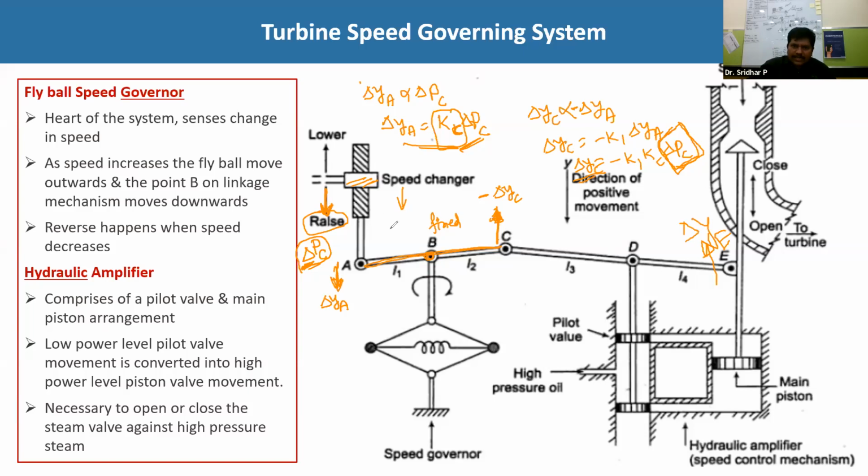So in this total analysis, we have just now assumed point B as fixed. Now see here, initially we started our analysis by giving a command delta PC. That means we are going to increase the speed of that alternator. So that is the raising command we have given. So delta PC, we pull in the downward direction. Then immediately delta YA takes a motion in the downward direction. Then delta YC will be moved in the upward direction. Now this mathematical equation we have developed by assuming point B as fixed, right?